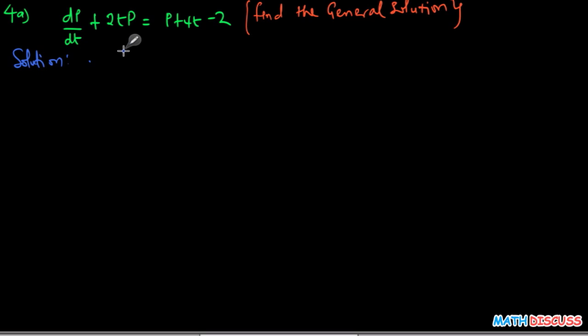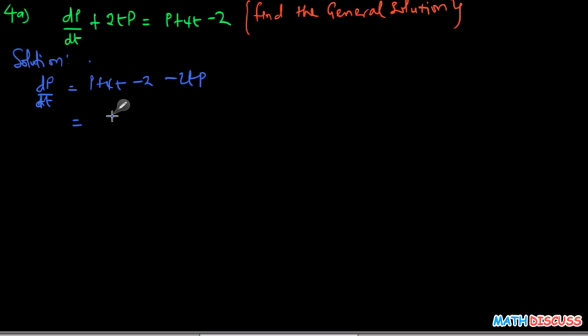Now if that's not possible, since it's a first order linear equation, I will rewrite it as a standard linear equation and see if I could use the integrating factor method of solving linear equations. So let me first start by seeing if I can separate the variables. So what you have is dp/dt equals, when we bring this to the other side, p plus 4t minus 2, then minus 2tp.